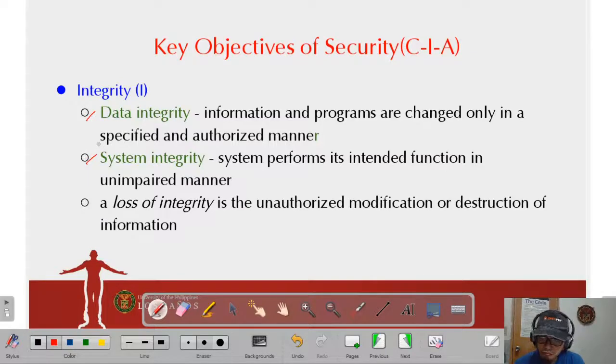Okay, so when you have an information system, you would like to preserve the integrity of the data, and you also would like to preserve the integrity of the system. Whatever the system is supposed to do, it should do it unimpaired. So that's integrity.